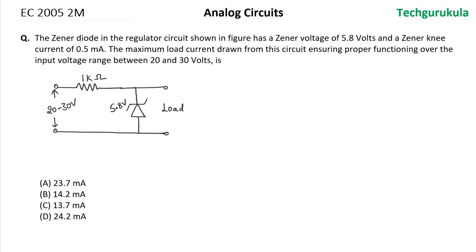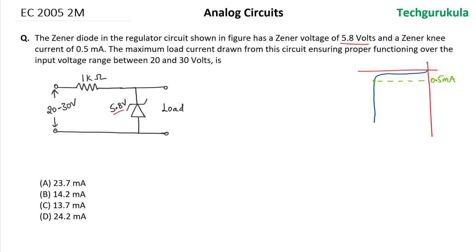This question came for 2 marks in 2005 for EC GATE. Let's see the question. The Zener diode in the regulator circuit shown in figure has Zener voltage of 5.8 volts. That is mentioned here, and a Zener knee current of 0.5 milliamperes. As always, let's take the Zener characteristics here and mention the knee current, which is 0.5 milliamperes.